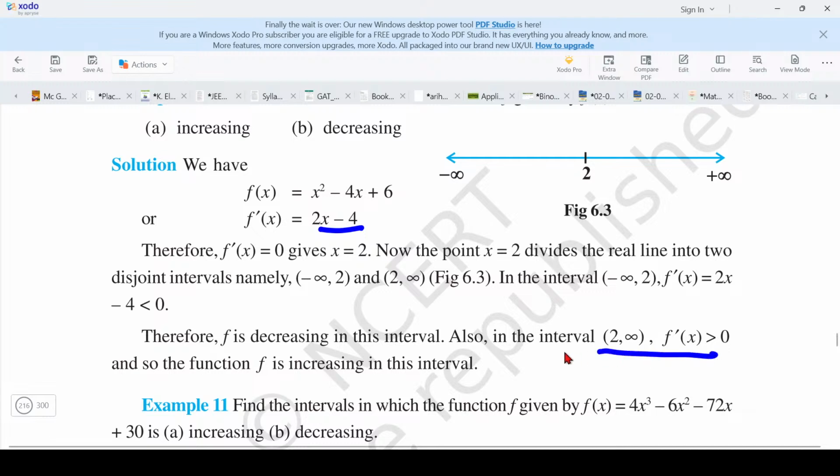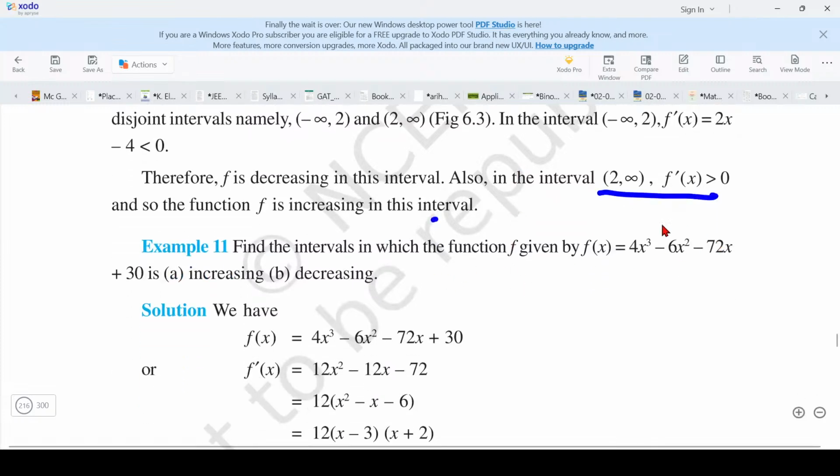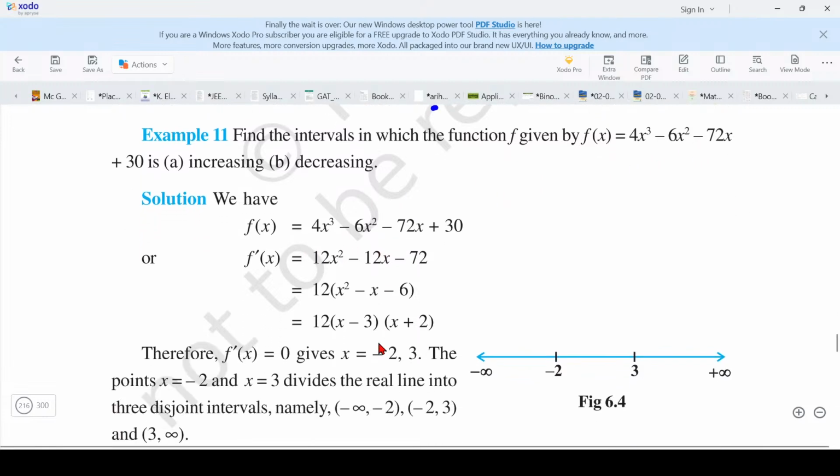When x is greater than 2, the function is increasing. When x is less than 2, the function is decreasing. Understood, no? Similarly, this one you can do, right? This one you'll differentiate and check when it is positive, when it is negative.